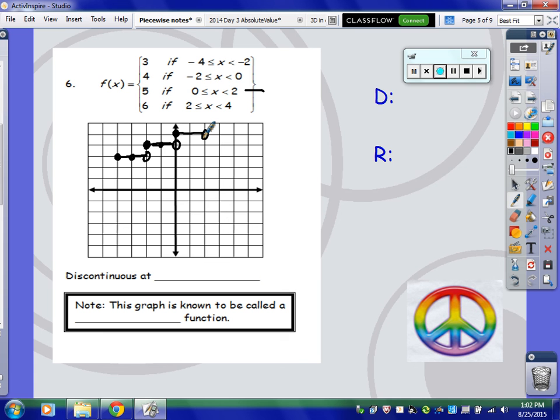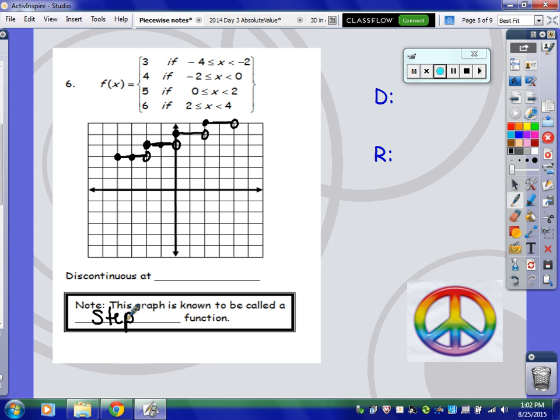And then finally that last piece, it's going to start at (2, 6), and it's closed. And it's going to end at (4, 6), and it's open. Alright, so there's our function. So what does it look like? Hopefully, like I said, it kind of looks like steps, right? Stairs. So this is called a step function.